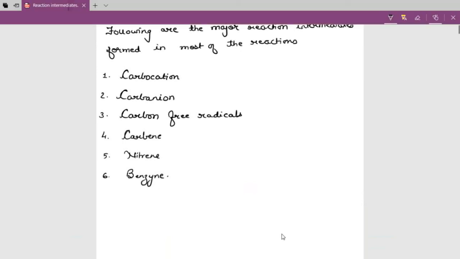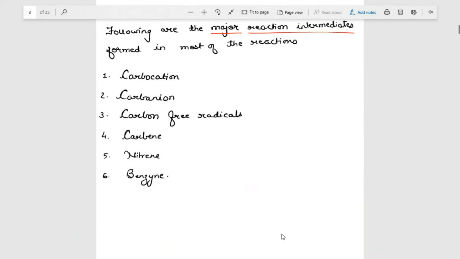I'm not saying these are the only intermediates involved, but the major reaction intermediates involved in organic reactions usually are carbocation, carbanion, carbon free radicals. I'm not writing just free radicals, I'm writing carbon free radicals, carbene, nitrene, and benzyne.